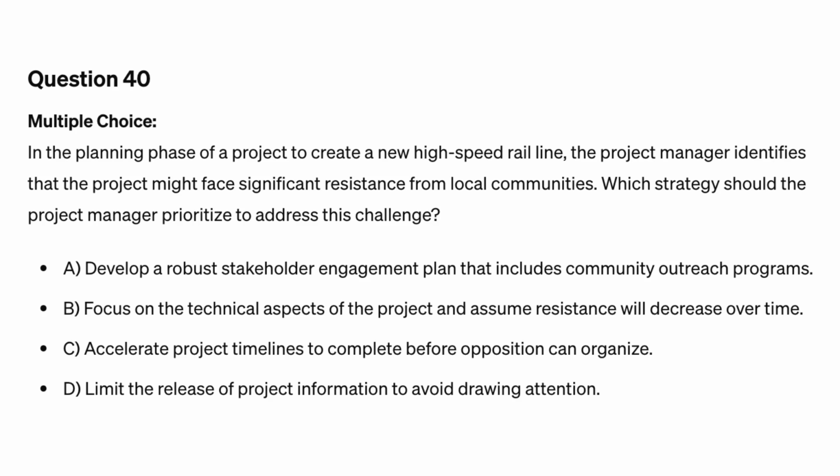Question 40. In the planning phase of a project to create a new high-speed rail line, the project manager identifies that the project might face significant resistance from local communities. Which strategy should the project manager prioritize to address this challenge? A. Develop a robust stakeholder engagement plan that includes community outreach programs. B. Focus on the technical aspects of the project and assume resistance will decrease over time. C. Accelerate project timelines to complete before opposition can organize. D. Limit the release of project information to avoid drawing attention.